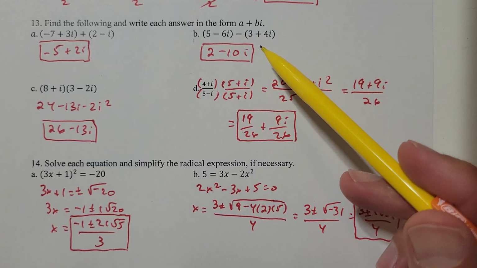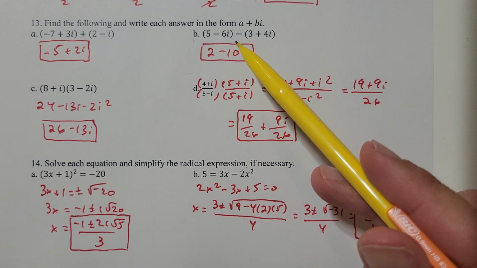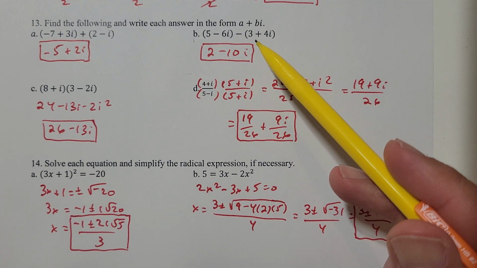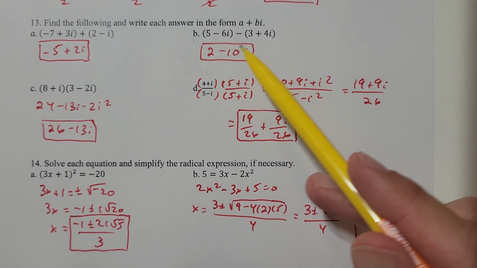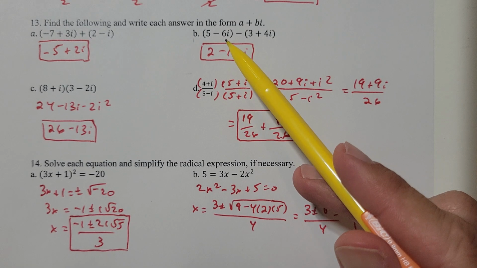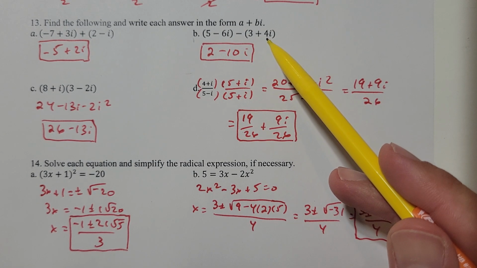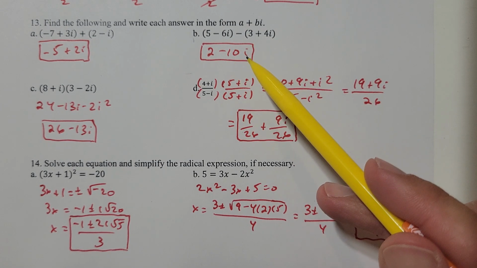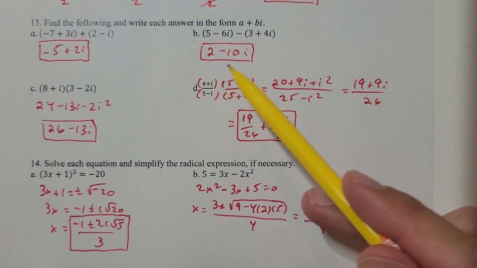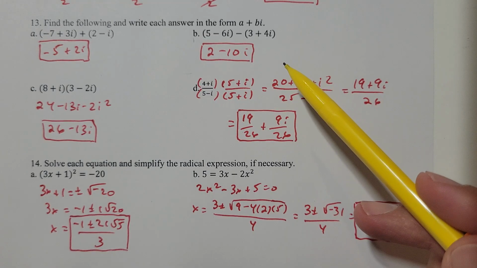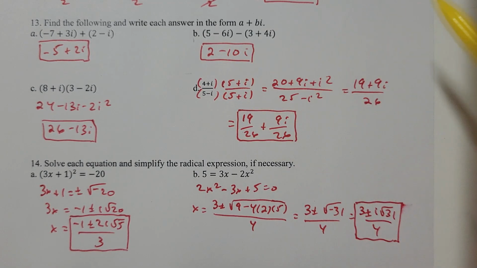Now, what if I'm subtracting these two numbers? I got 5 minus 6i minus 3 plus 4i. So 5 minus 3, that's 2. Negative 6i minus 4i, that's minus 10i. And there's my complex number. a is 2, b is negative 10, right? And so I could circle that.